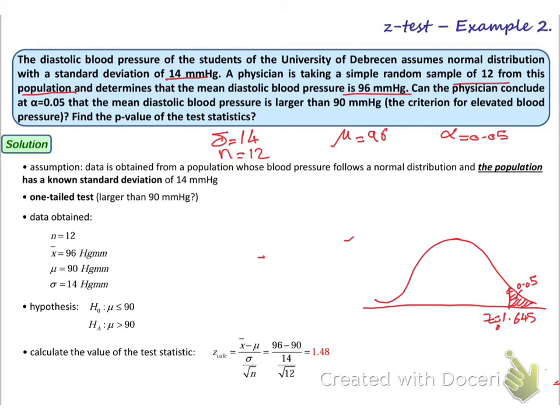Okay, at alpha equals 0.05, the mean diastolic blood pressure is larger than 90. So here we'll assume that mu is larger than 90. This will be the alternative, H alternative. So we always have H naught, which is opposite to what the researcher is proposing. So H naught, mu will be lesser than 90, or equal to 90.